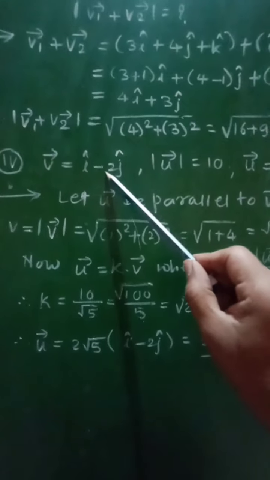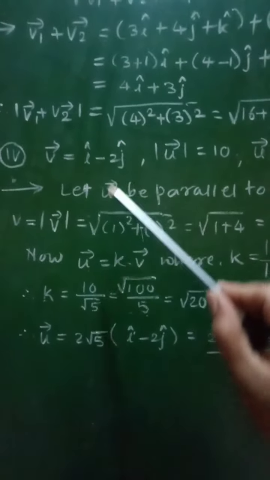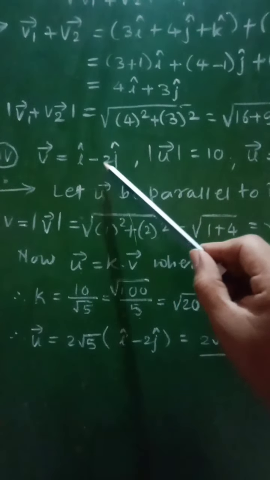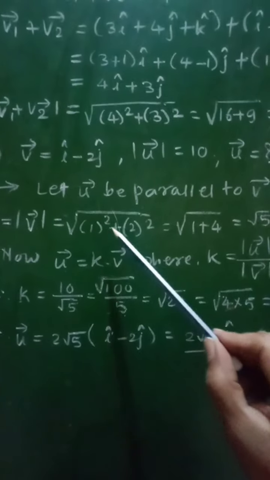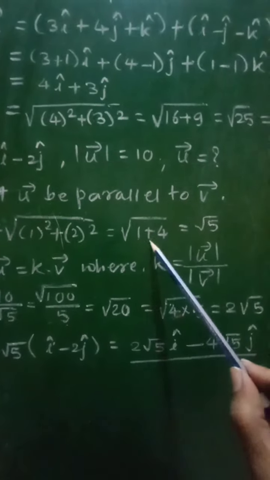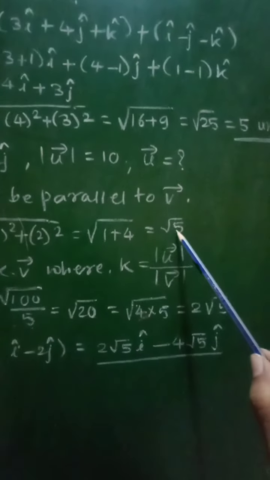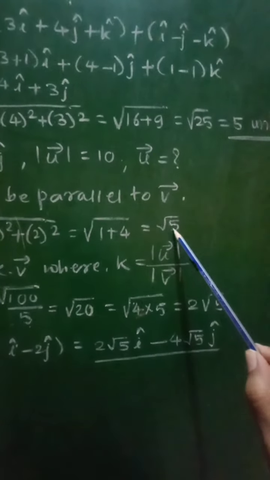First of all we will find the magnitude of this vector v. So magnitude of vector v will be equal to square root of vx square plus vy square, that is 1 square plus 2 square, which comes out to be under root 1 plus 4, which is equal to root 5. So this is the magnitude of vector v.